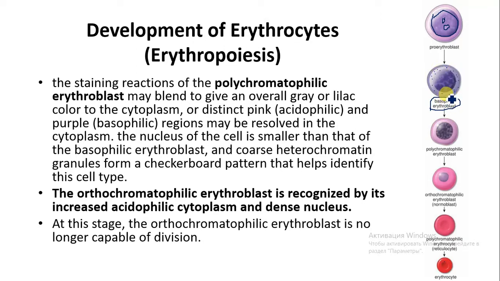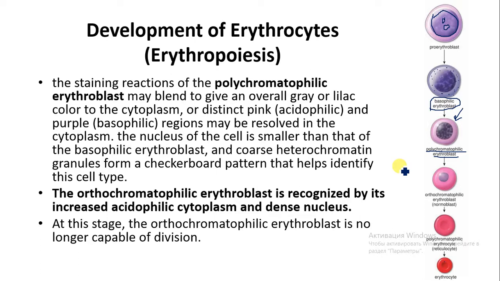Later, the ribosomes of this basophilic erythroblast start to produce hemoglobin, and hemoglobin is acidophilic or eosinophilic, so it will attach eosin stains. That's why in this cell, the polychromatophilic erythroblast, we can find both stains, eosinophilic and basophilic. And that's why the color here is changed; the color will be mixed up. This mixing of colors is why it is named the polychromatophilic erythroblast.